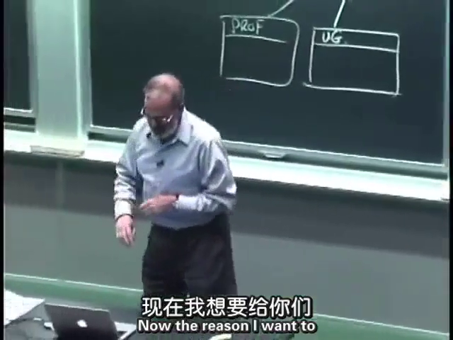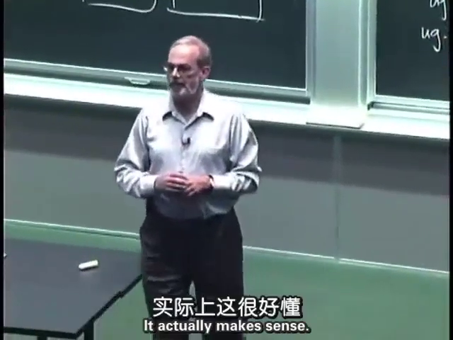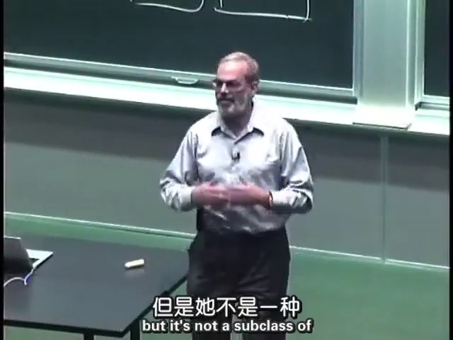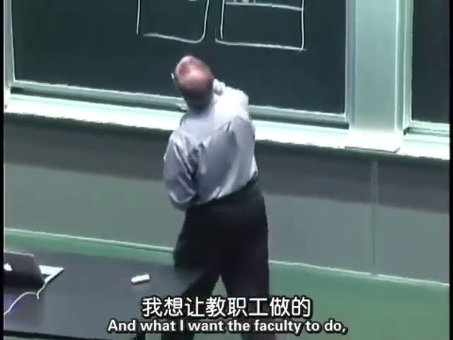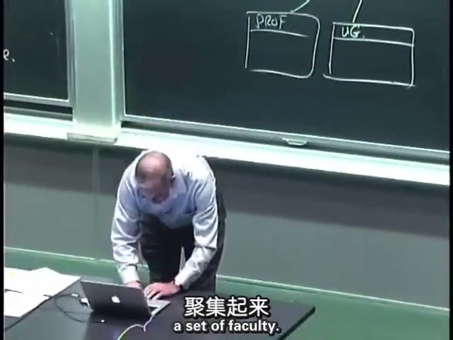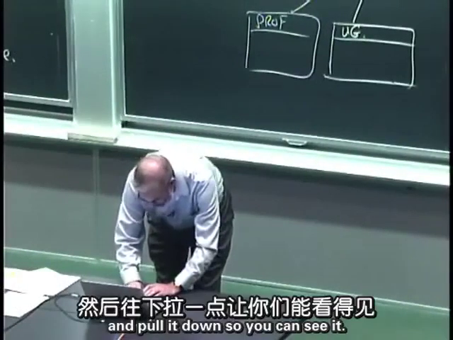Now, the reason I want to show you this example is this class, notice, it only is going to inherit from object. That actually makes sense. This is going to be a collection of things, but it's not a subclass of a particular kind of person. And what I want the faculty to do is to be able to gather together a set of faculty. So if I go down here, grab this for a second and pull it down so you can see it.